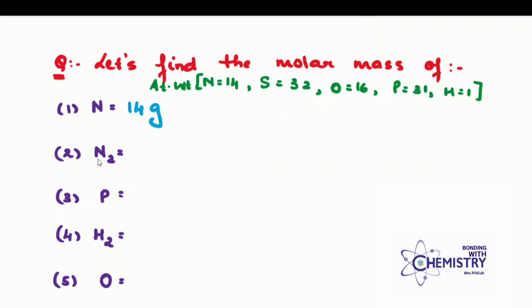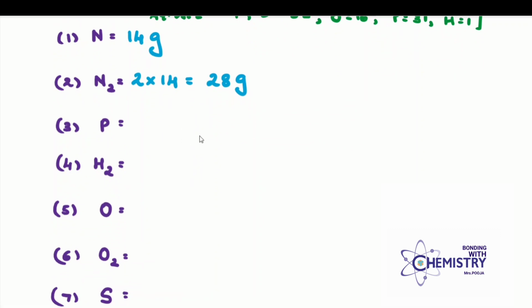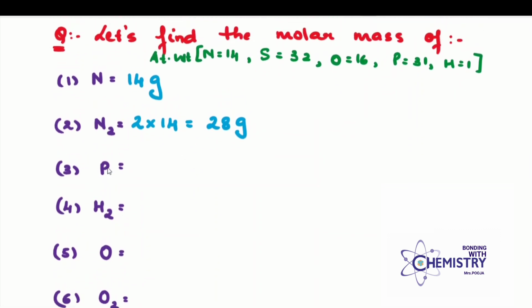Same way, I can write down the molar mass for nitrogen molecule. Now we all know, children, that a nitrogen molecule contains 2 nitrogen atoms. So simply you need to multiply it with 2. So 2 into 14 will give me 28 gram. So this will be the molar mass for nitrogen molecule. Likewise, you can solve for the rest of the elements or molecules.